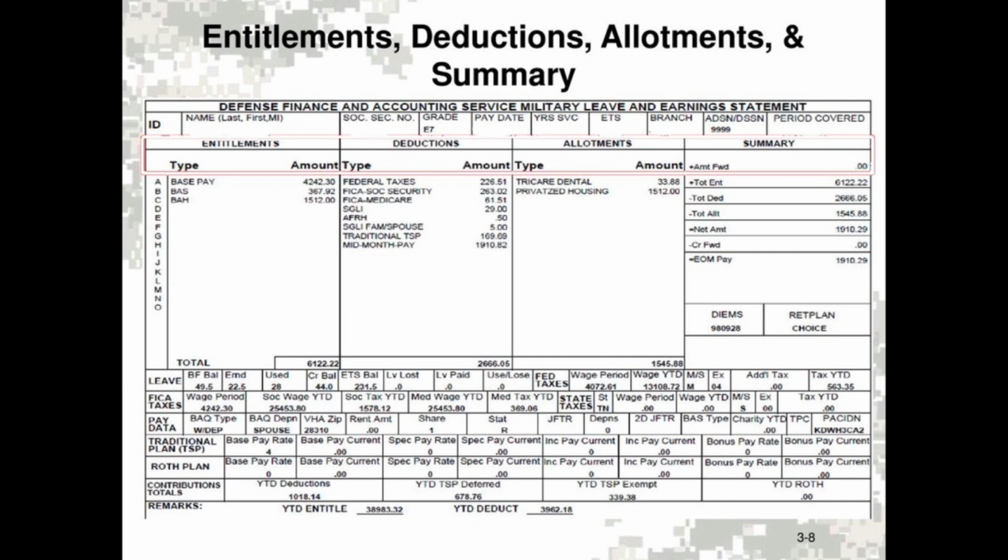Moving on to the second block here, under deductions. This is the amount of money that's going to be taken away from your paycheck. So your normal taxes, or for example, the TSP. It says here traditional TSP, which is the Thrift Savings Plan, which is a type of 401k or retirement plan, additional to the normal retirement pay that you can do within the military.